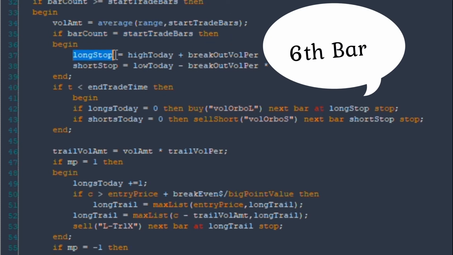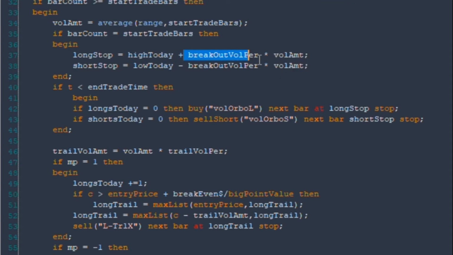I go ahead and set my long stop to the high of the day plus the breakout vol amount percent times the vol amount. And I think in the strategy settings it's set at 0.4. So I've got my long stop and my short stop. And I only set that one time because bar count will only be equal to start trade bars one time during the day. Once I set that, it's locked in. Long stop is locked in, short stop is locked in.